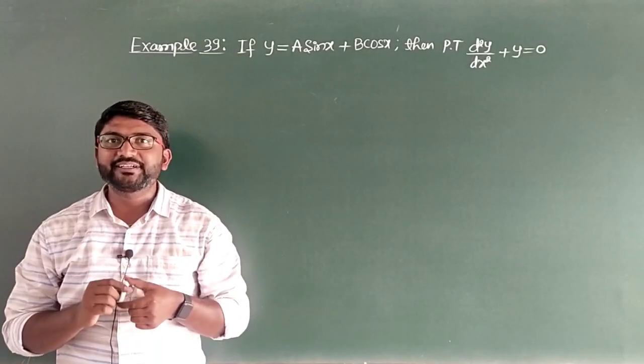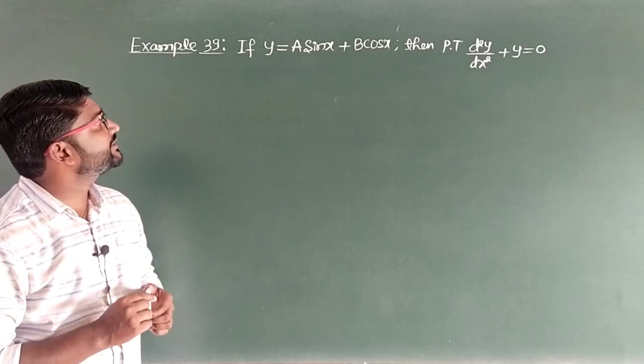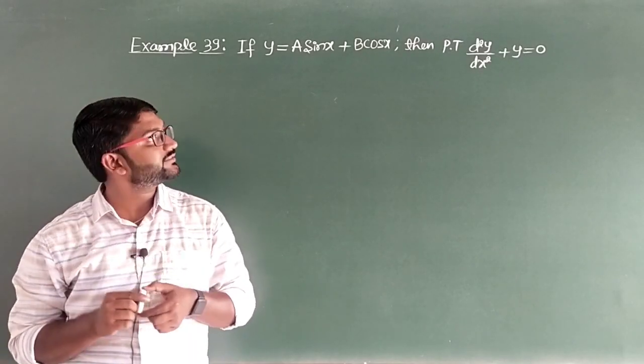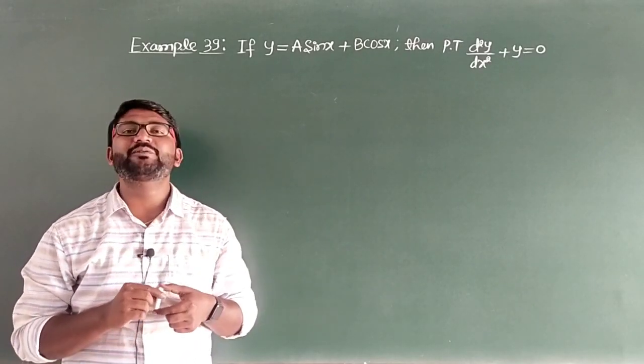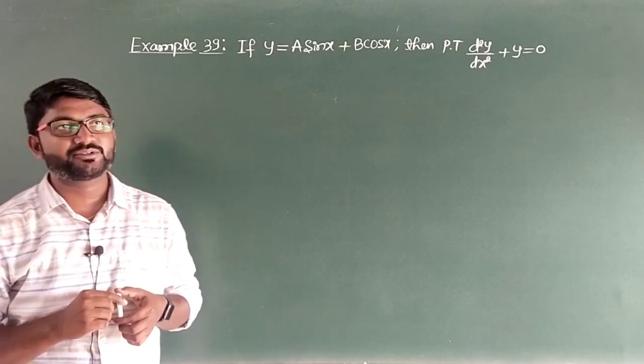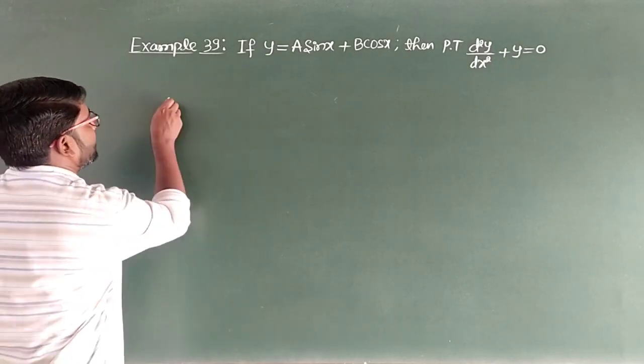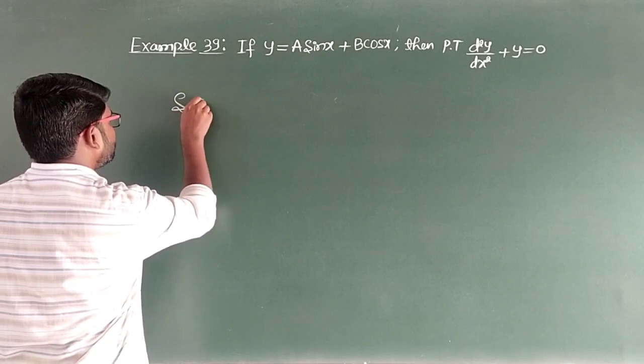Well, example 39 it is, if y which is equals to a sin x plus b cos x, then prove that d square y by dx square plus y which is equals to 0. So let us take up the given function here.